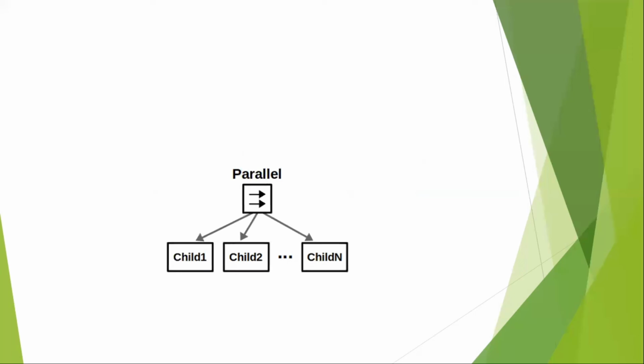Parallel nodes will execute all their children in parallel. This is in quotes because it is not truly parallel. At each tick, its child nodes will individually tick in order. Parallel nodes return success when at least m child nodes, between 1 and n, have succeeded, and failure when all child nodes have failed.